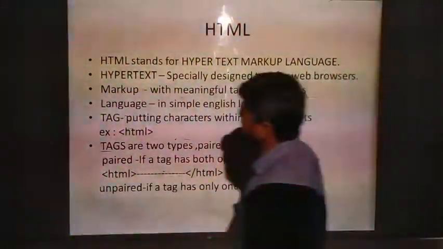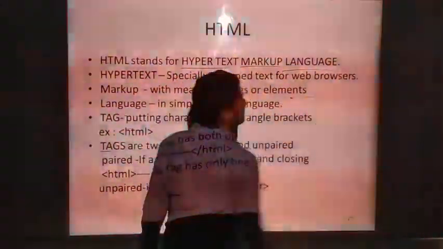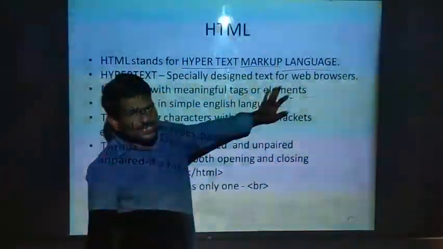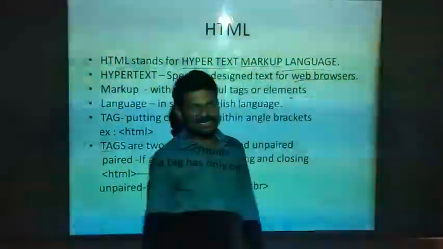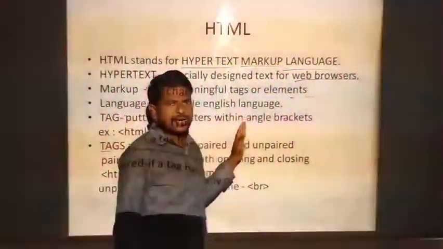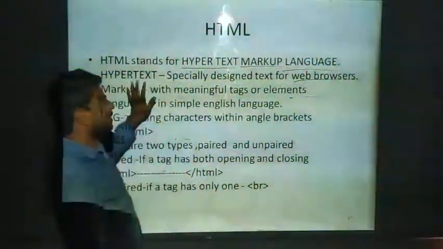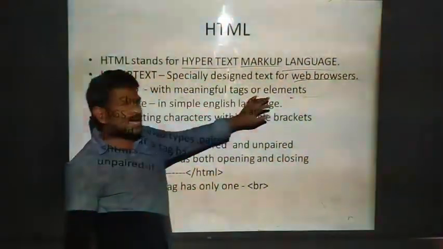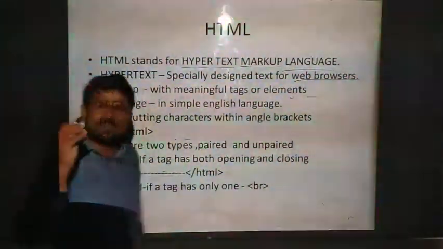What is hypertext, what is markup, and what is language? Hypertext means specially designed text for web browsers. About web browsers we learned in the last class: Internet Explorer, Firefox, Google Chrome are web browsers. So specially designed text for web browsers is called hypertext. Markup means with meaningful tags or elements. Language means a simple English language.